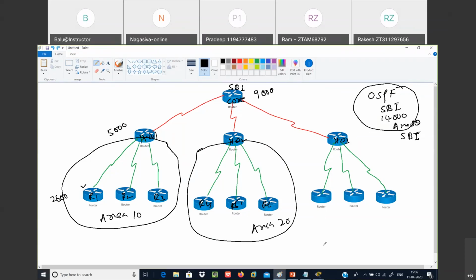Instead of that, in one area it is recommended to keep about 40 to 50 routers. So there is no burden actually. We can easily maintain 40 to 50 routers, even on branch routers. So for each area, area 10, we can have 40 to 50 routers. In area 20, 40 to 50. Area 30, area 40, and so on. Each area you can maintain with 40 to 50 routers.